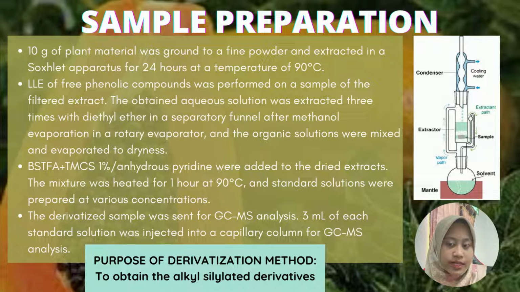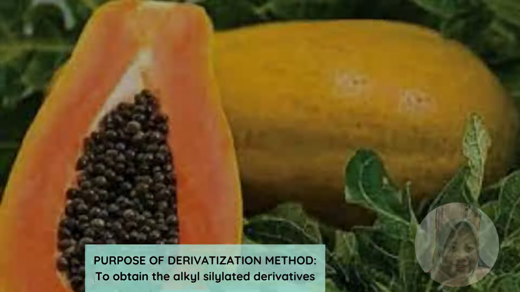BSTFA plus TMCS 1% and anhydrous pyridine were added to the dry extracts. The mixture was heated for 1 hour at 90 degrees Celsius, and standard solutions were prepared at various concentrations. The derivatized sample was sent for GC analysis. 3 microliters of each standard solution was injected into a capillary column for GC-MS analysis. The objective of the derivatization is to obtain the alkyl silylated derivatives.